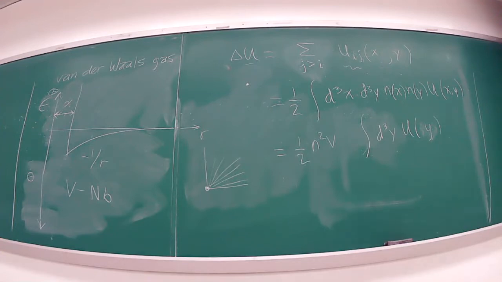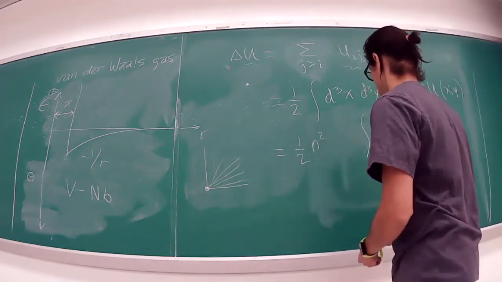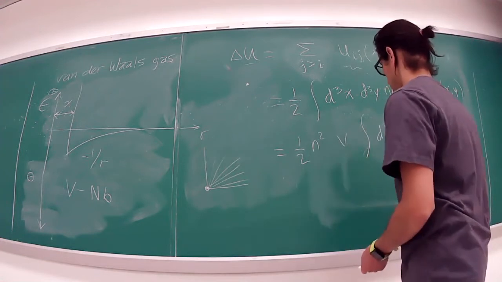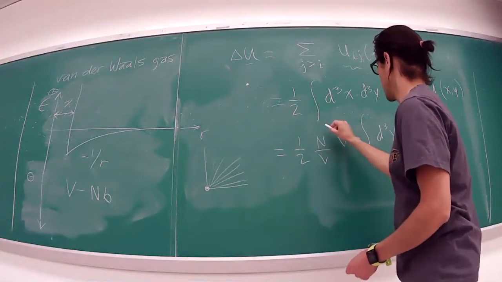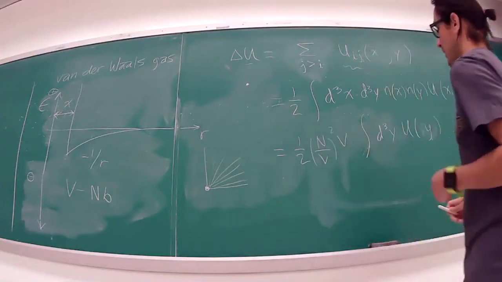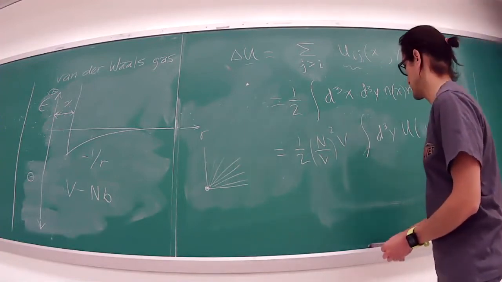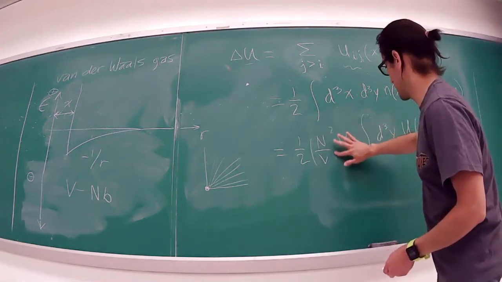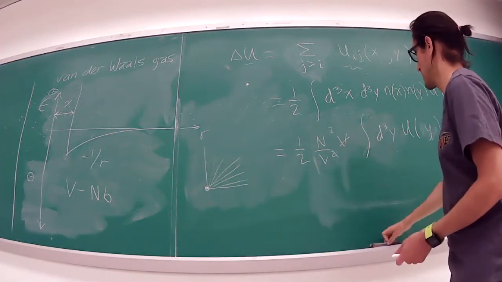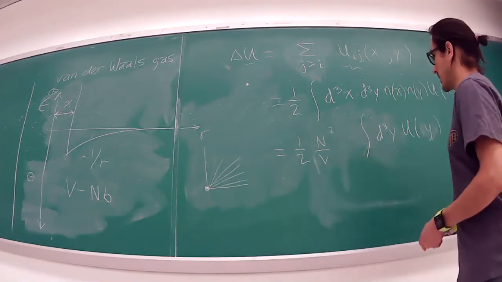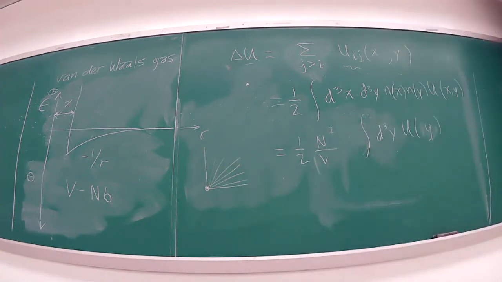And so now we have this equation. All right, so this one, the number density, is the total number of particles divided by the volume. This whole thing was squared. And so you can get rid of this volume and this volume. And we get n squared divided by V.